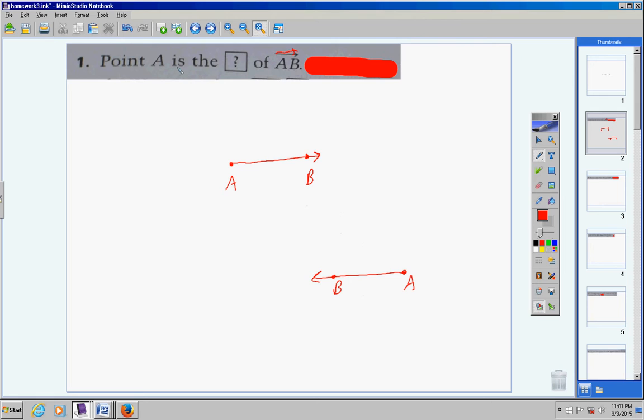What do we call point A? It's called the initial point. It's called that because initial means the beginning or the starting. This is your initial, or beginning, or starting point. So point A is called your initial point.